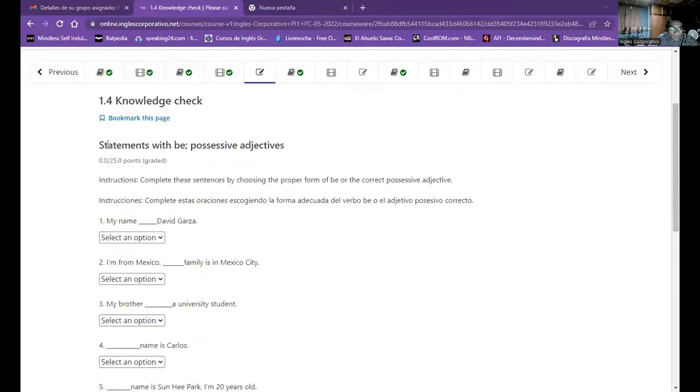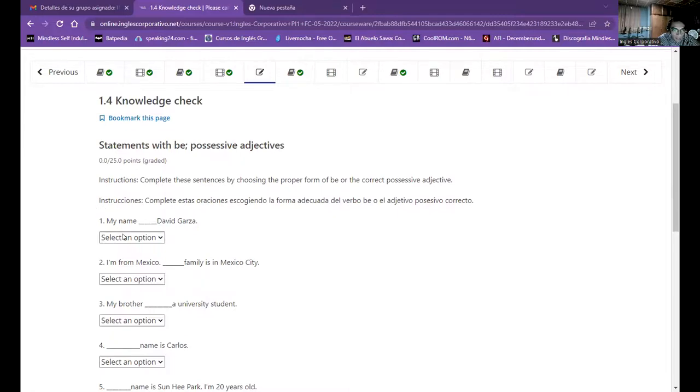Knowledge check. Statements with be, possessive adjectives. Instructions. Complete this sentence by choosing the proper form of be or the correct possessive adjective. Instrucciones, complete estas oraciones escogiendo la forma adecuada del verbo be o el adjetivo posesivo correcto.